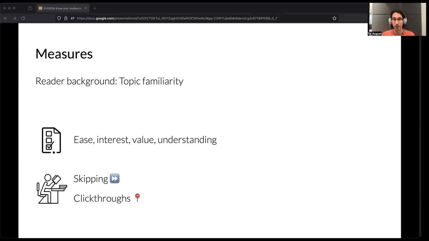And the second measure was how often participants requested the original research paper after reading a summary, and I refer to this as click-throughs. Participants could click a button at the bottom of a summary to request the original paper, and so we measured how often participants made this request.